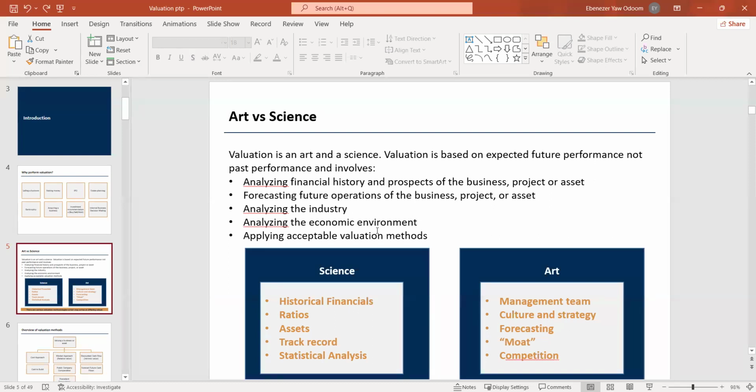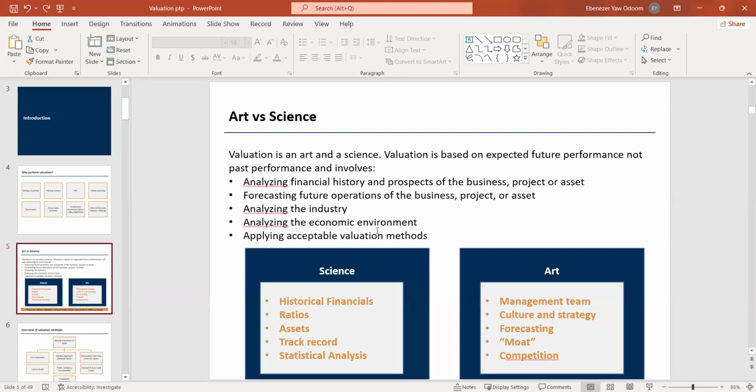So that's why we say valuation is partly art, because you combine several conditions to make an assumption for the business. And then it's a science because you use historical data, combine the data, do a lot of modeling, and form hypotheses in your valuation processes.